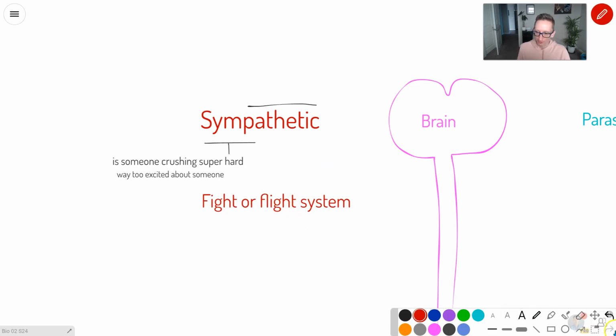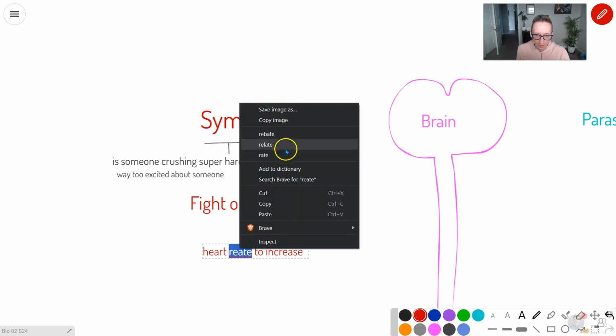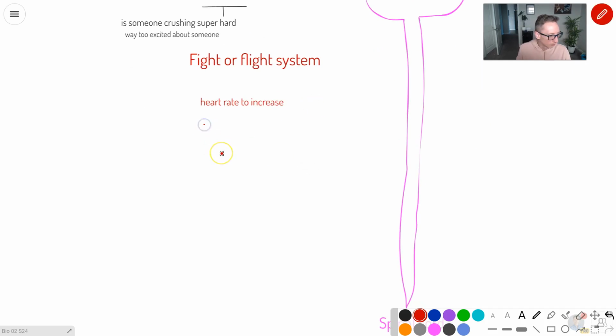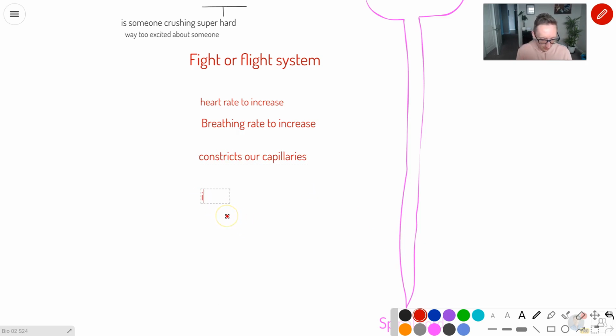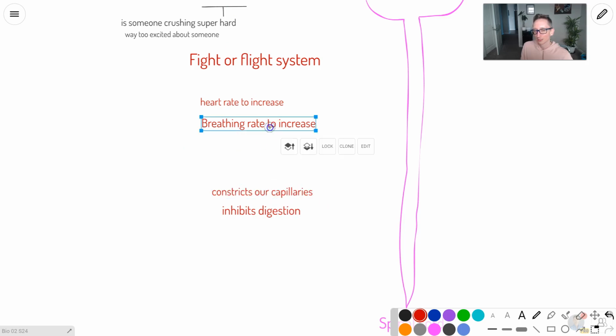All right, so this causes our heart rate to increase, respiratory, breathing rate to increase, constricts our capillaries, or the ends of our vascular system, to keep everything in the core and on the big muscles where it needs to be. Constricts our capillaries and inhibits digestion. So that's why, if you're really stressed all the time, you're constantly in fight or flight, and you're not properly digesting your food.